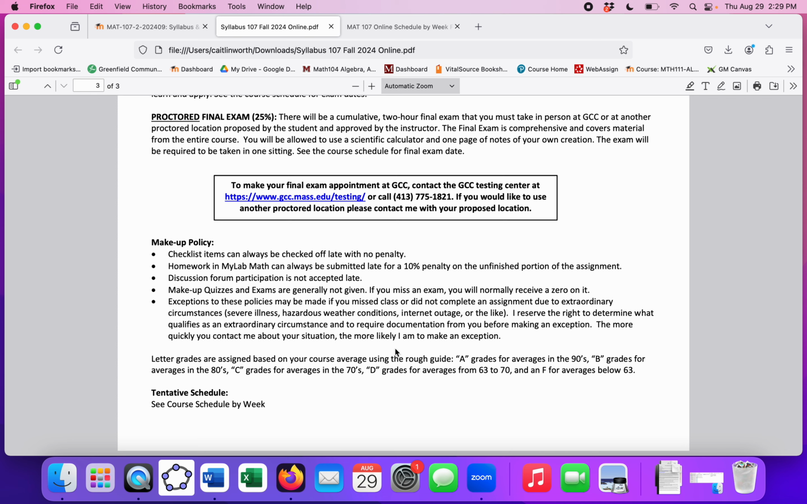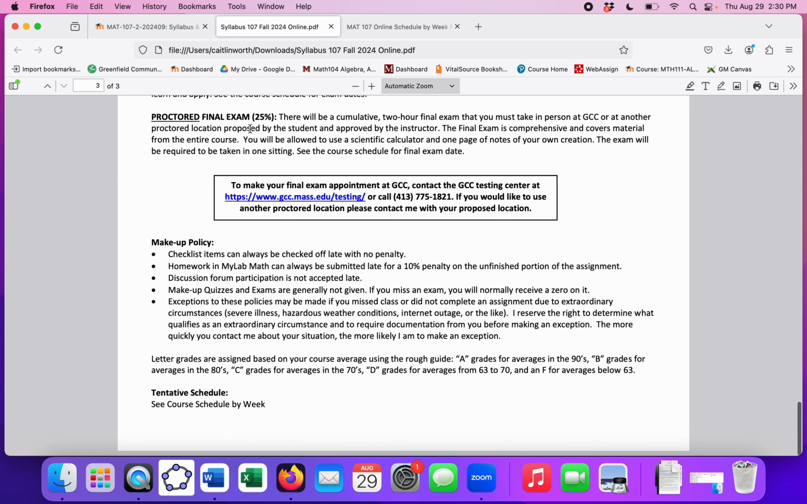Discussion forum participation is not accepted late. Otherwise, it wouldn't really be much of a discussion. And quizzes and exams generally are not accepted late. If you miss an exam, you typically receive a 0 on it. But of course, there are exceptions to these policies if you missed class or didn't complete an assignment due to some extraordinary circumstance like illness or weather, or you had an internet outage, anything like that. The sooner you reach out to me, the easier it is to make an accommodation when you have a situation like that.